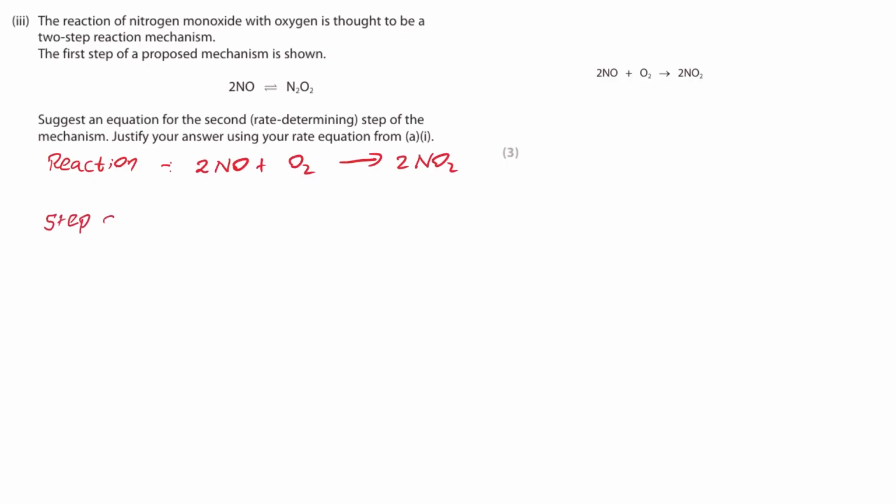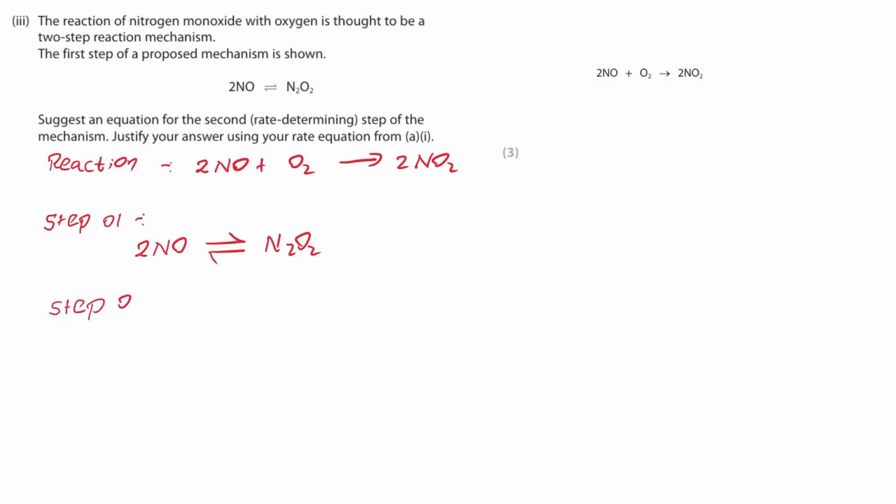So we have this step 1. Step 1 reaction is 2NO gives you N2O2. So that's you get N2O2. Two-step reaction. The first step of the proposed mechanism is shown. Suggest an equation for the second rate determining step of the mechanism. Okay, then we'll go for step 2.